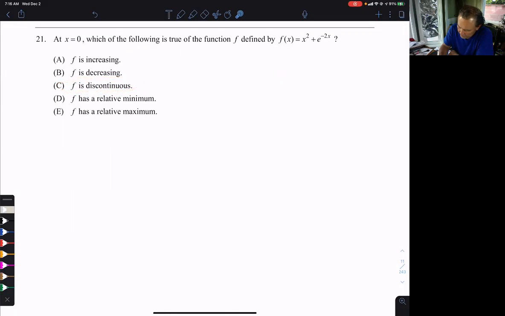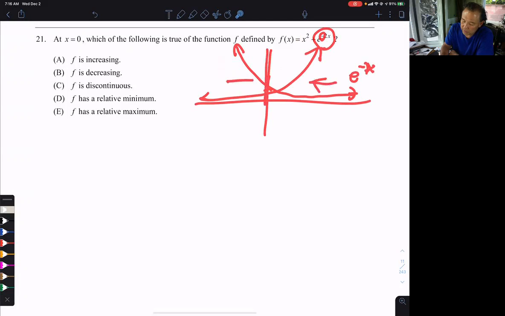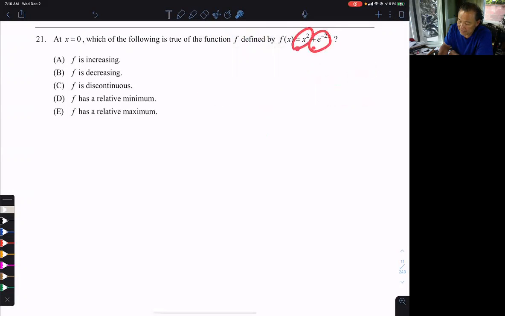Now let's look at this. X squared is continuous everywhere. It's just a parabola. And then e to the minus 2x. So e to the x looks like that. It is continuous. If you put a minus in front, it flips it. That's e to the minus x. And if you put a 2 there, it's just gonna scrunch it towards the middle. It's still continuous. So you have to understand that this is continuous and that's continuous, therefore it's continuous. So that's out of the question. We know it's continuous. That's not going to be the answer.